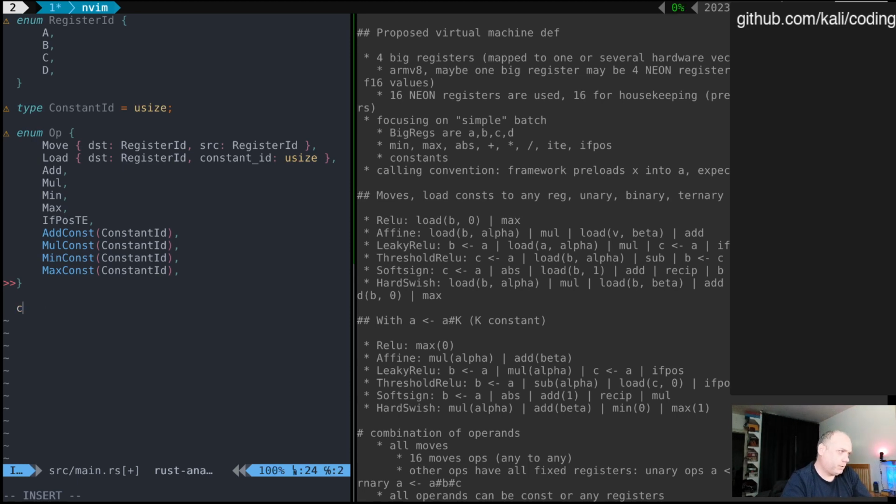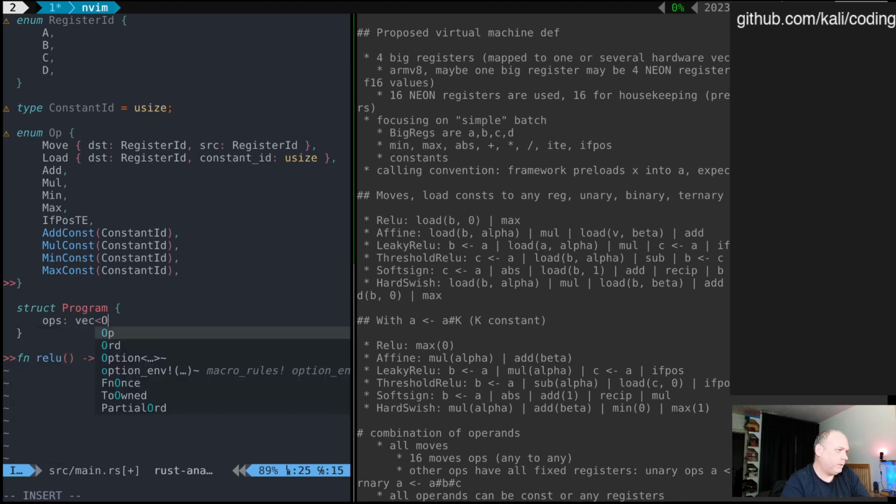Not sure. So let's start with functions. Real will be the state of the program. We have this constant that we have to put somewhere, so we'll have a sequence of operations plus some constants. So let's make a struct program, and we will have ops. Let's start easy: vector of op, and we have consts.